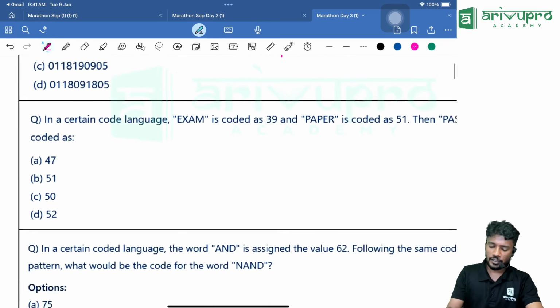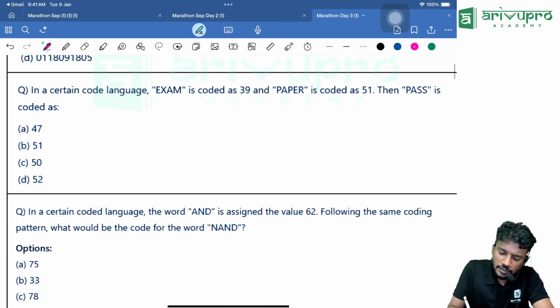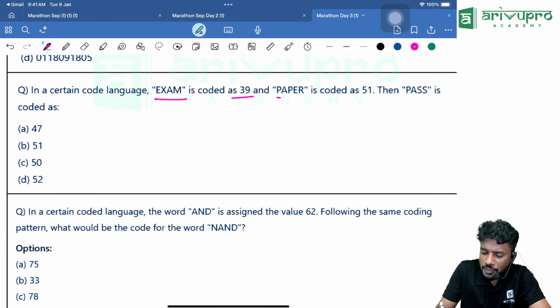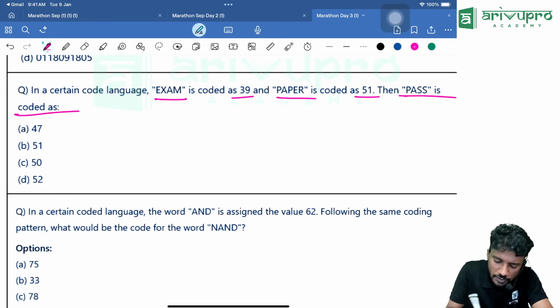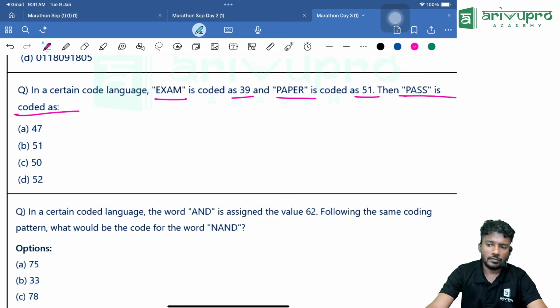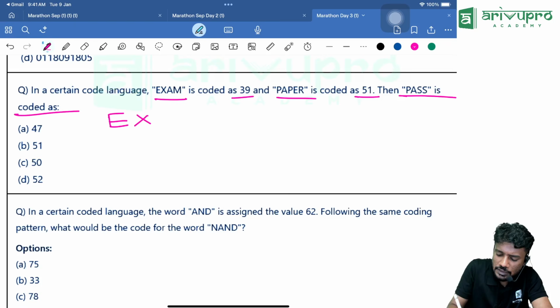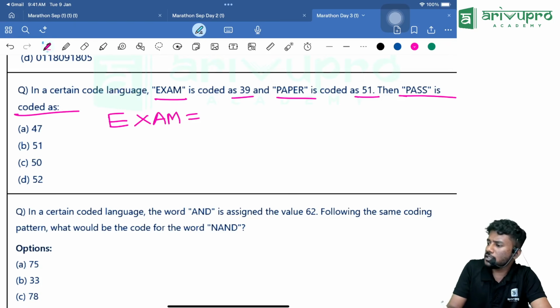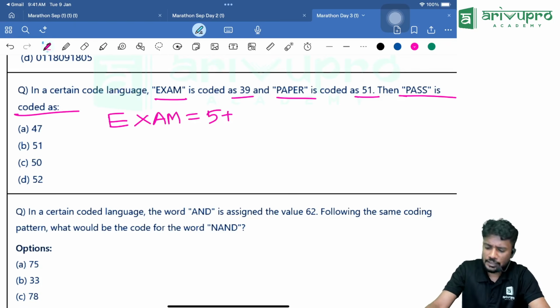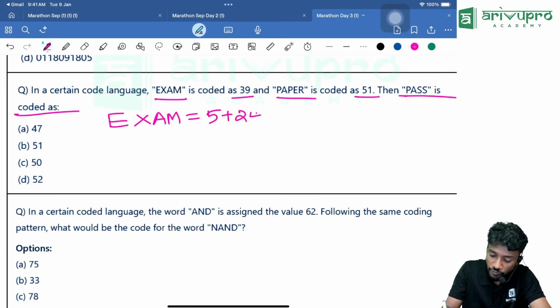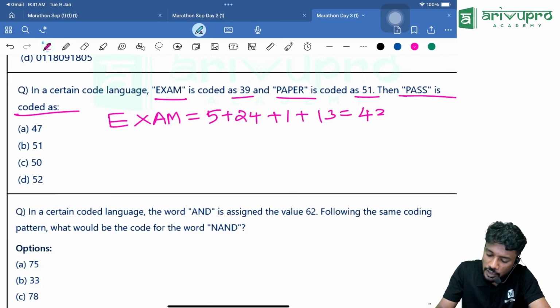Then the next one. In a certain code, exam is coded as 39, paper is coded as 51, then pass is coded as what? Previous year question. So exam, E-X-A-M. What is the sum of all the letters? 5 plus X is how much? 24. Yes, Y is 25. Plus 1 plus 13. How much is it? 43. But it is coded as 39.